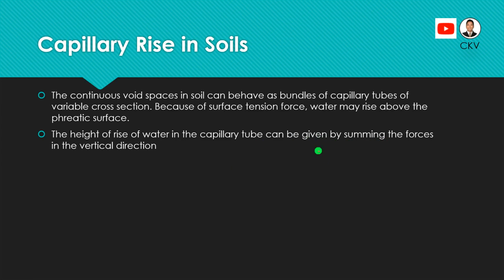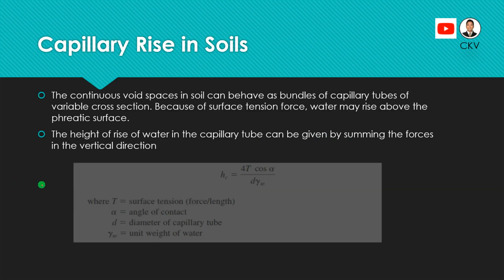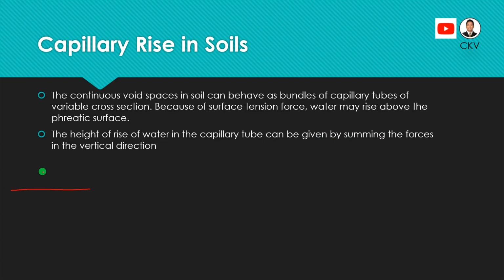The height of rise of water in the capillary tube can be given by summing the forces in the vertical direction. If you can recall in your physics subject, in the topics for fluids, where it is discussed that if we have a fluid like water, when you put a tube right here, because of surface tension there can be a rise of the surface inside that tube. That's what you call capillary rise of water.